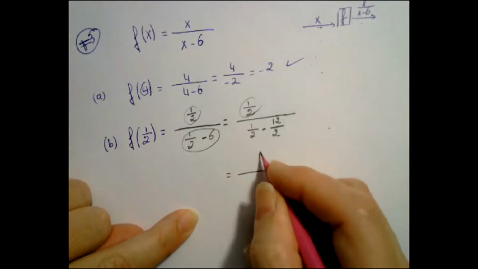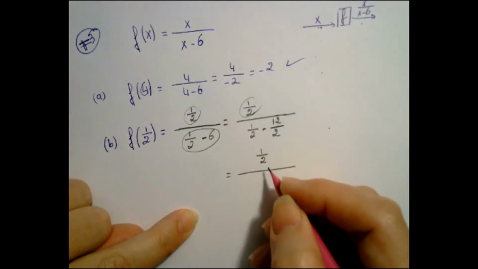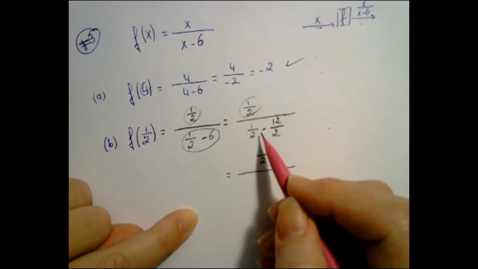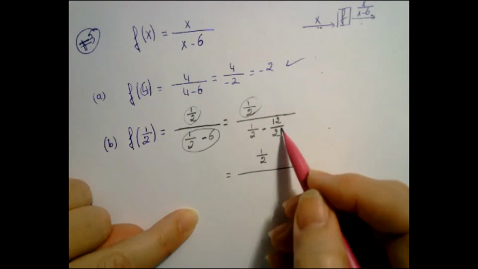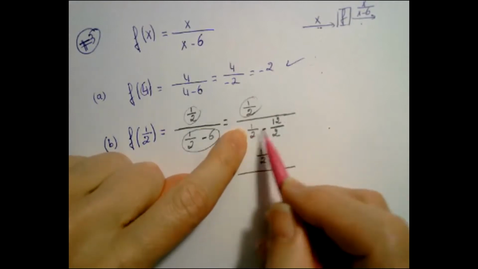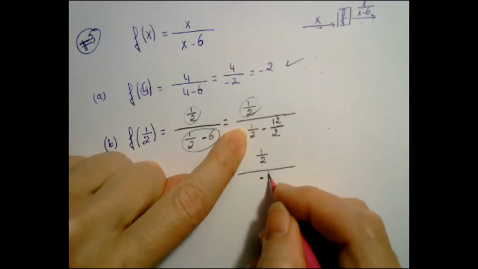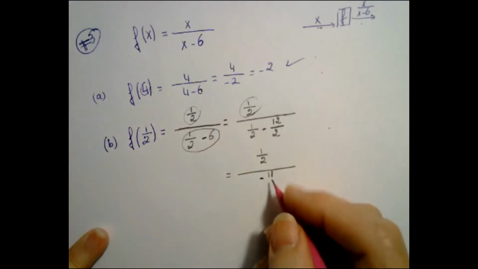So then you get 1/2 over negative 11 over 2. Very good. So now the numerator is not touching it. Now the denominator, it's a half minus 12. I have the same denominator to combine the numerator. 1 minus that would give me minus 11, over 2.